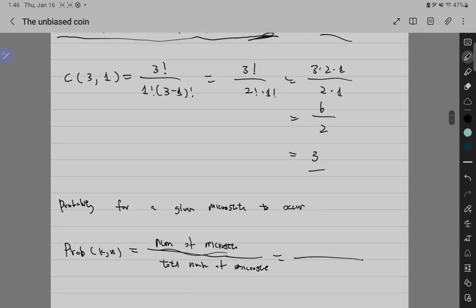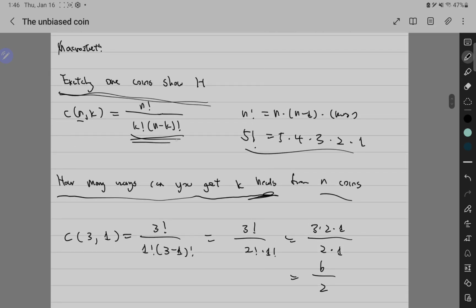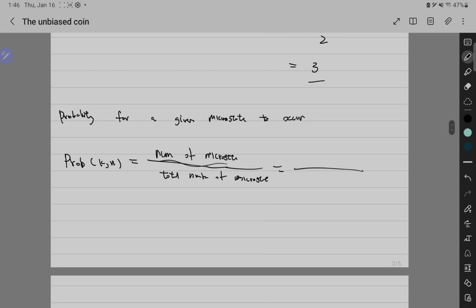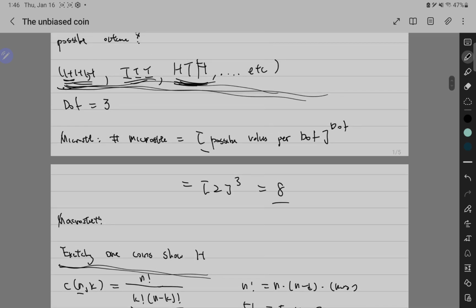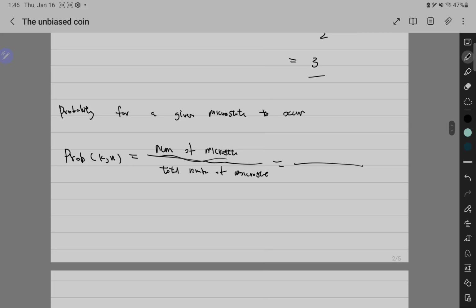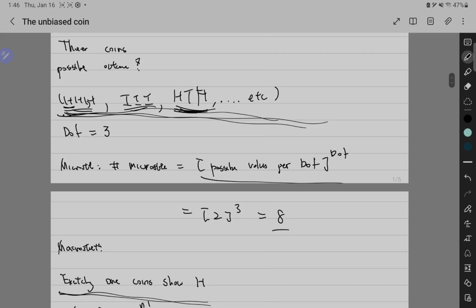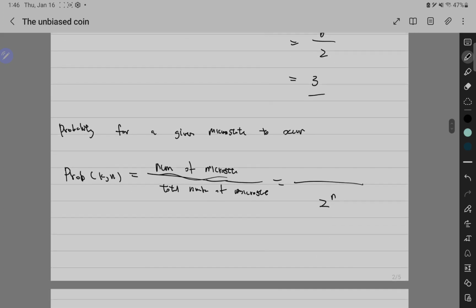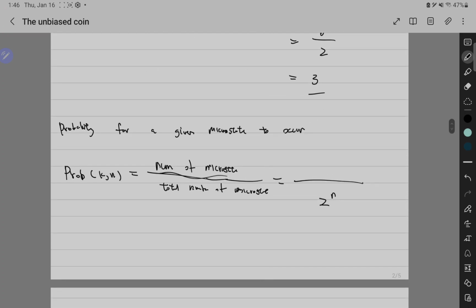Now, the total number of microstates is given by this formula, which is possible values per degree of freedom to the power of degrees of freedom. So in this case, it's 2 to the power of n for our unbiased coin, right? Because the 2 is always constant: no matter how many coins you have, you can only flip heads or tails. So the possible values per degree of freedom never change, but the degrees of freedom could change depending on how many coins you have. So the total number of microstates is going to be 2 to the power of n.